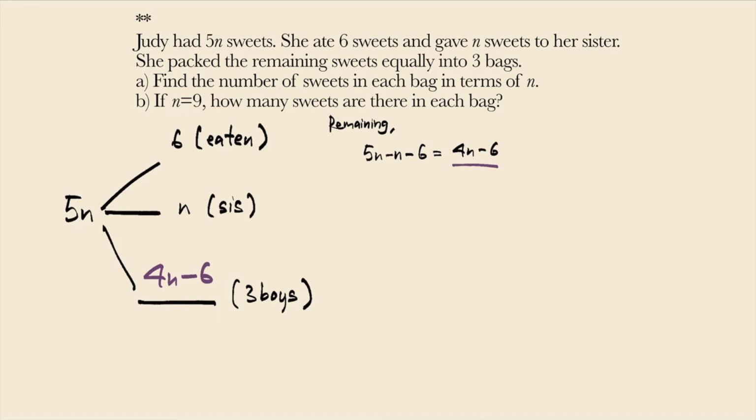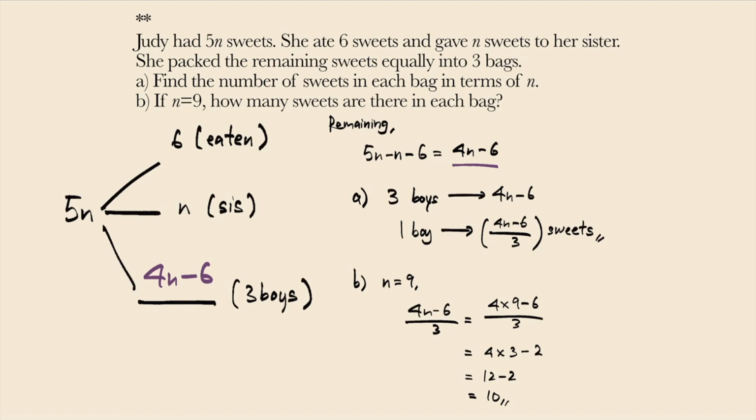Now, if this is to be split between 3 bags, I wrote boys, whoops, okay. Now, what's per bag? That's going to be 4N minus 6 divided by 3. Now, how many sweets in each bag then? Well, we're going to substitute N equals 9 into this, and we will obtain 10.